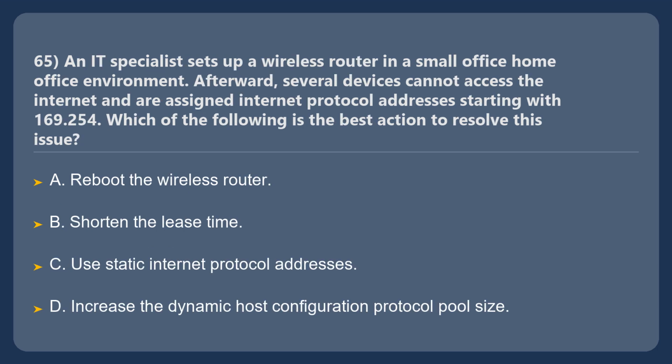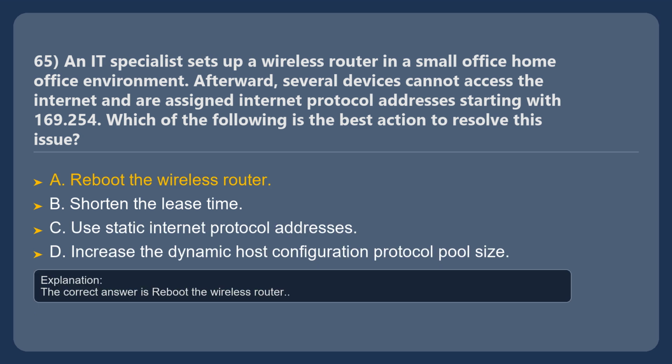Question 65. An IT specialist sets up a wireless router in a small home office environment. Afterward, several devices cannot access the internet and are assigned internet protocol addresses starting with 169.254. Which of the following is the best action to resolve this issue? Option A. Reboot the wireless router. Option B. Shorten the lease time. Option C. Use static internet protocol addresses. Option D. Increase the dynamic host configuration protocol pool size. The correct answer is option A, reboot the wireless router.